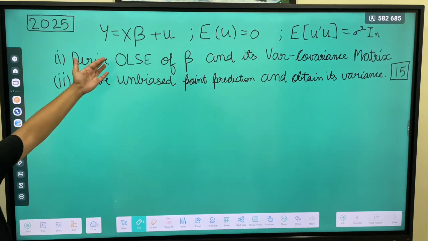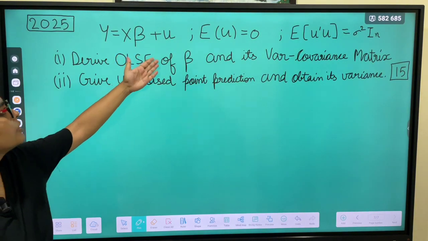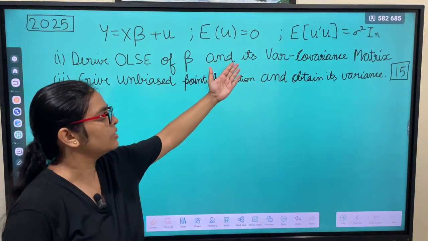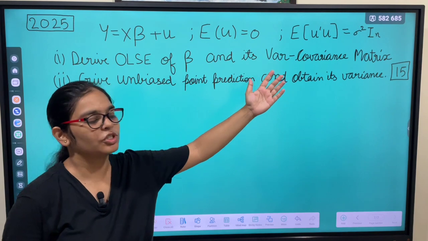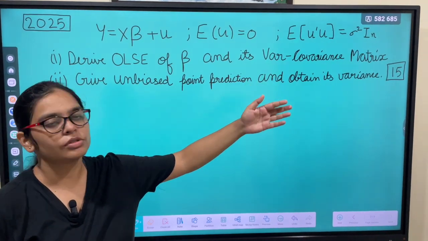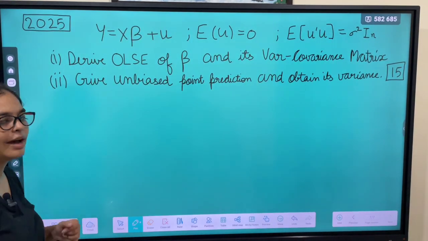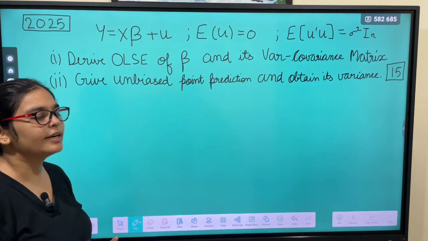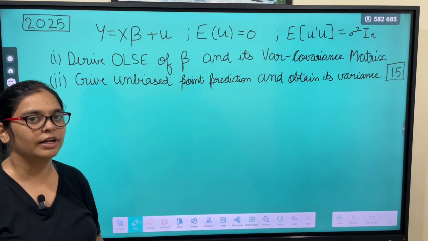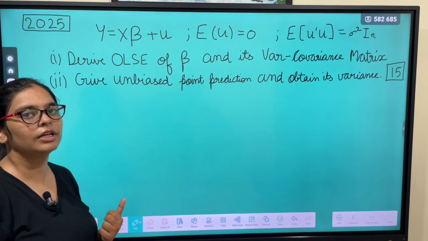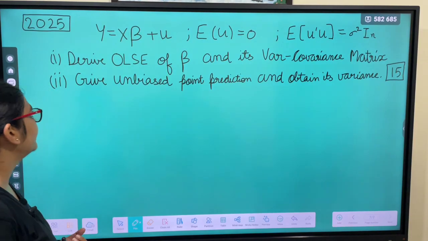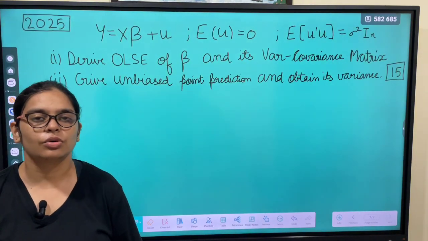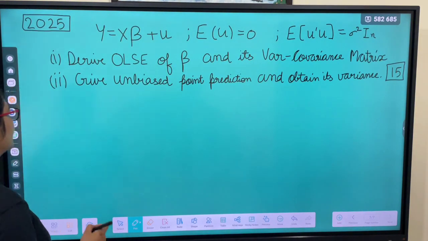The question says that we have been given a model y = x beta plus u, where u is the error term, the expectation of u is 0, and the expectation of u dash u, which is the variance of u, equals sigma square I n. First we have to derive the OLS estimator of beta and its variance covariance matrix. As we have done earlier for the properties of beta cap, similarly we will proceed in this one. The second part is to give the unbiased point prediction and obtain its variance. So let us start doing this.